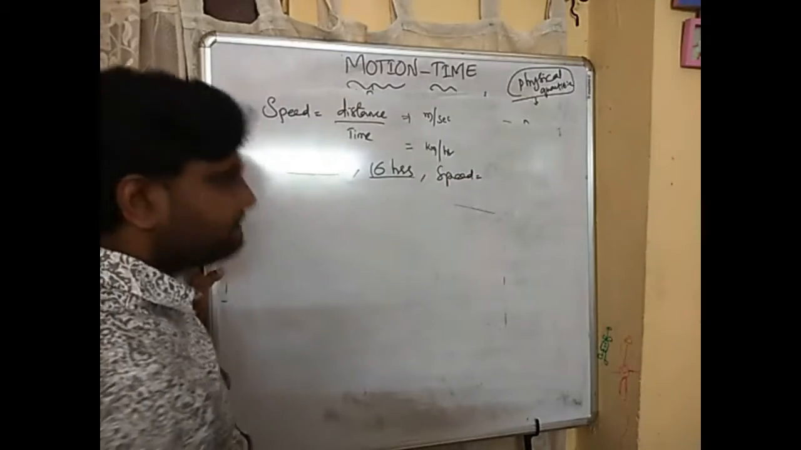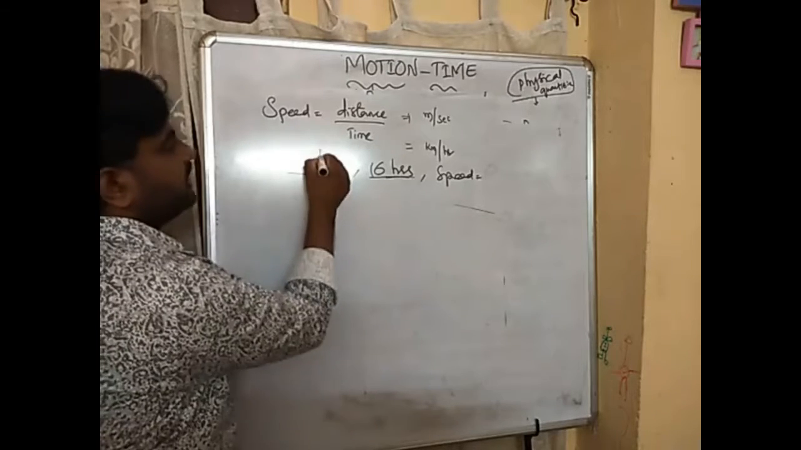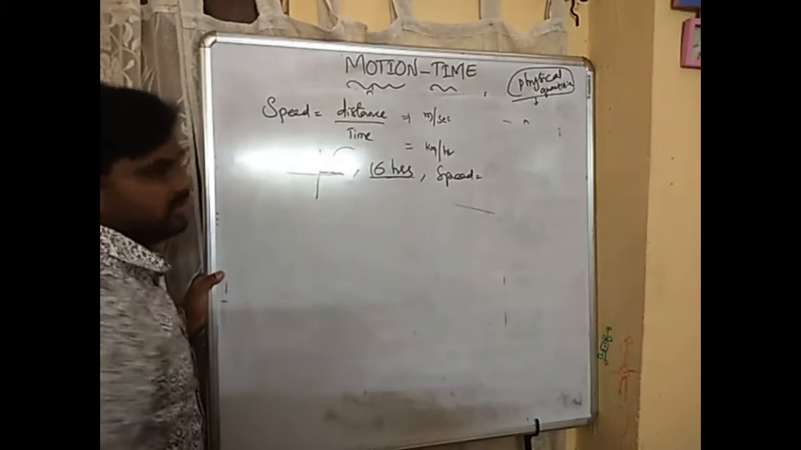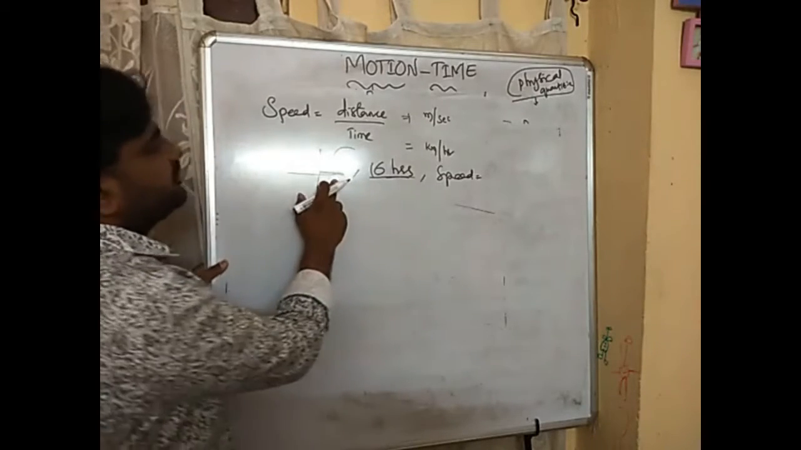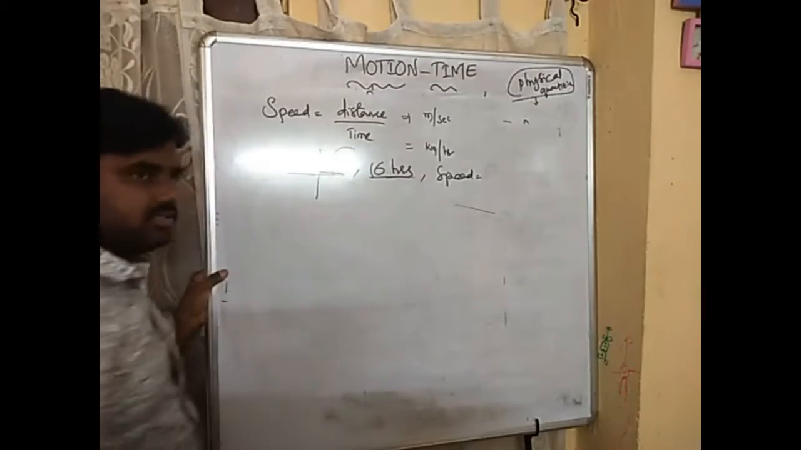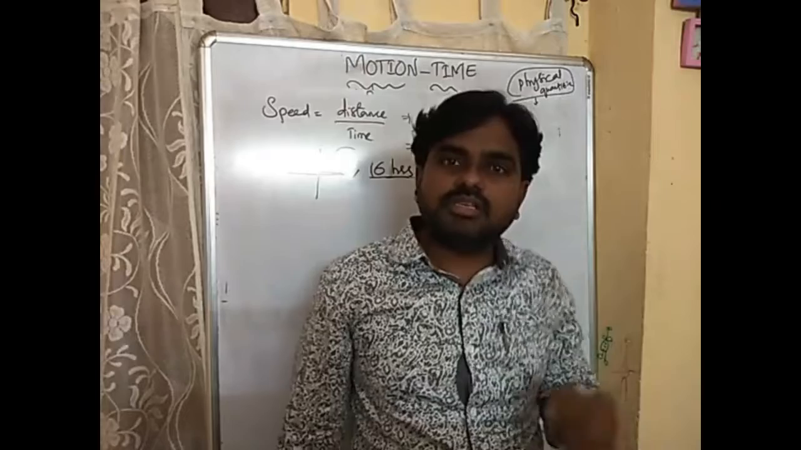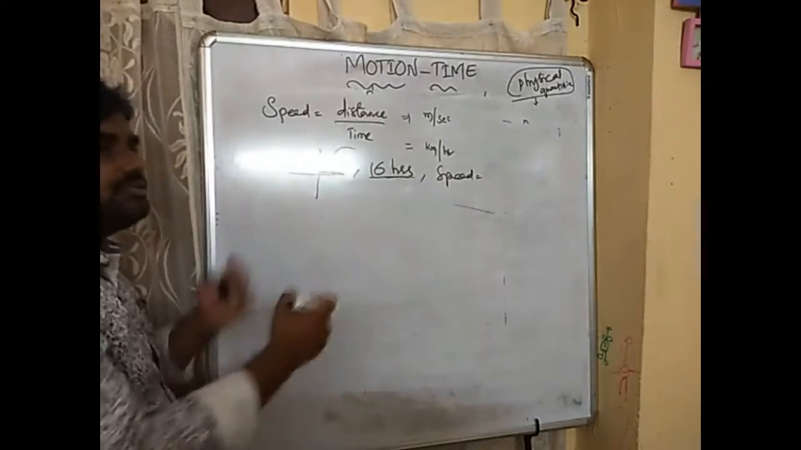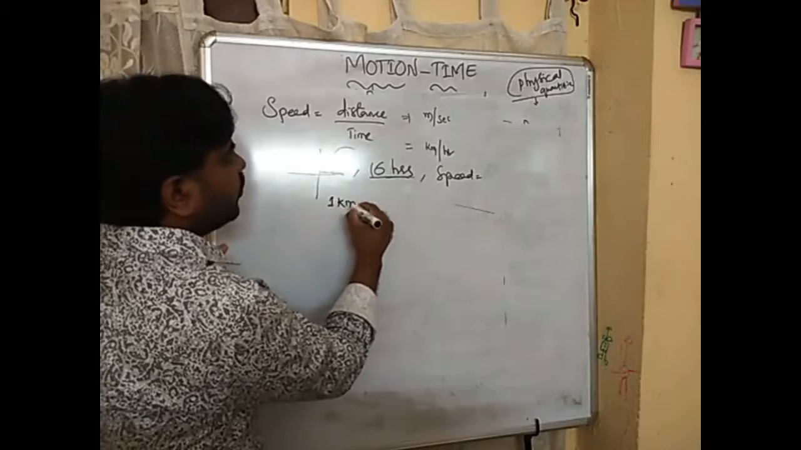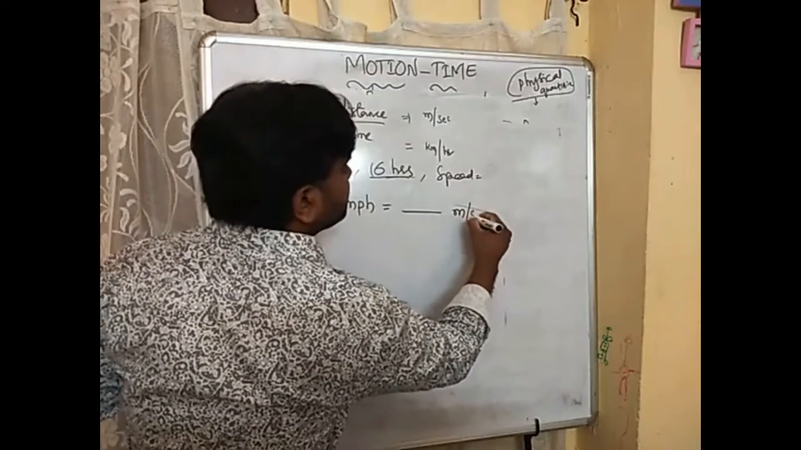Is it okay? So observe the units given here. Here it is kilometers. That means the distance covered by the train is measured in kilometers, and the time taken by the train is in hours. While solving the problem, we have to convert this kilometer and hours into meters and seconds. So before that, 1 kilometer per hour is equal to how many meters per second?